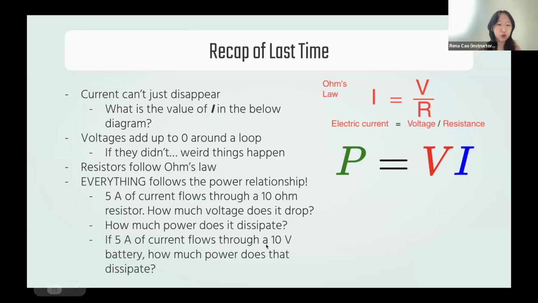Okay. If 5 amps of current flow through a 10-volt battery, how much power does that dissipate? Idea, if I'm saying that correctly? 50 watts. And how'd you get there? Because the power formula is P is equal to VI, and the current is 5 amperes, and the voltage is 10 volts, and 5 times 10 is 50. Yeah, so you all fell for my trap there.